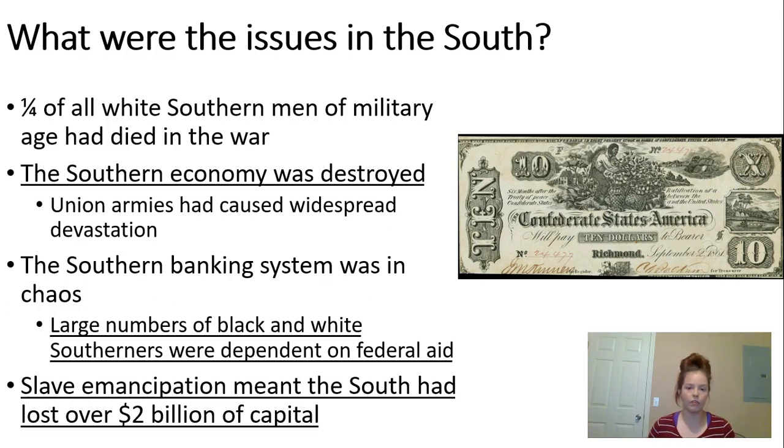So we have to figure out how to restore that, and how to get the South out of debt. We can also look into the Southern banking system, because it was also in chaos right after the Civil War, and we have large numbers of both Black and white families who are going to be dependent on federal aid. This could be them coming home from war and having their homes destroyed, having no source of income, but also freedmen, former slaves, and how they're supposed to support themselves when they've been working for free essentially this whole time.